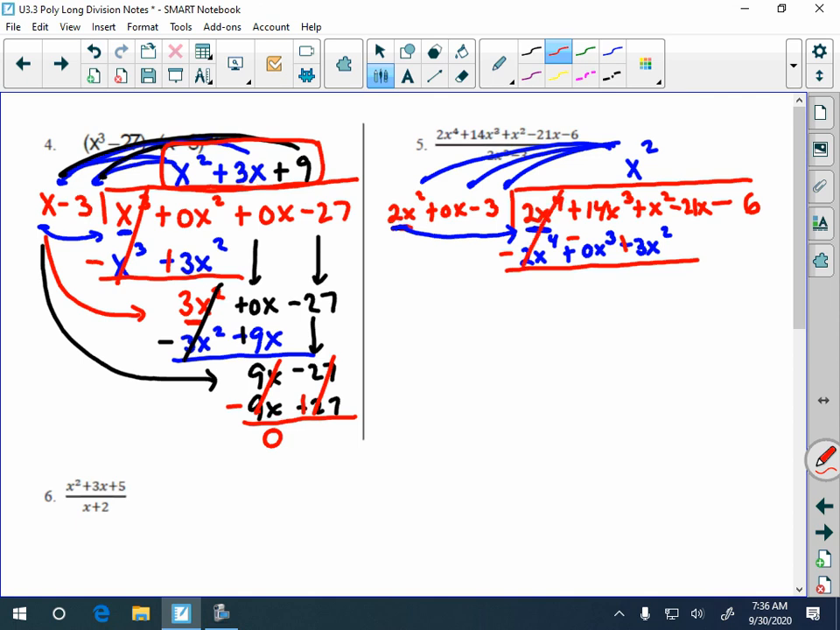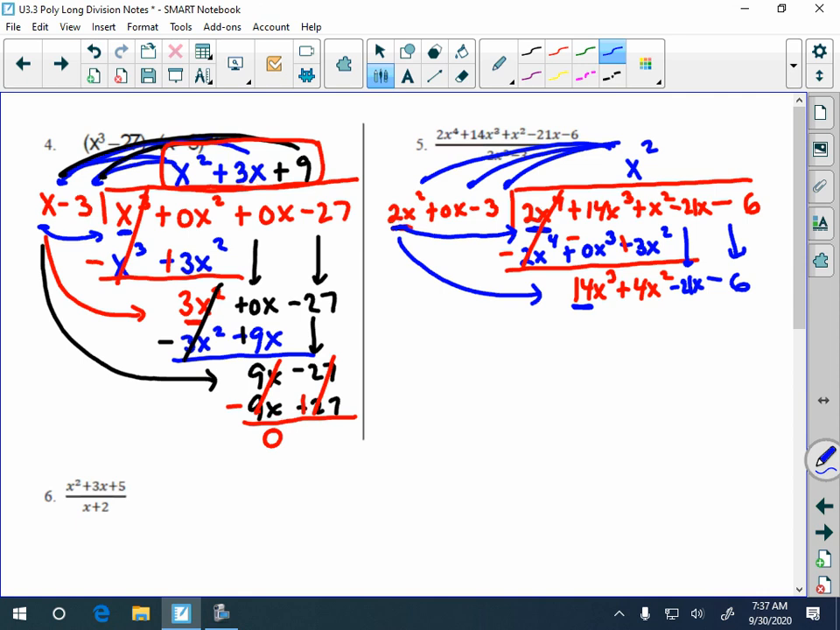So those first terms should cancel out. All right, so 14x to the 3rd minus 0x to the 3rd is still 14x to the 3rd. x squared plus 3x squared is 4x squared. Right? Now I'm just going to bring all this down so I don't forget. All right, so now I'm going to repeat the process. Okay, so I'm looking at 2x squared and 14x to the 3rd now.